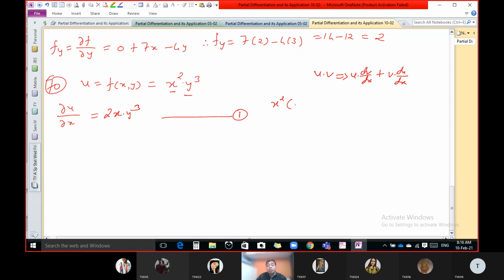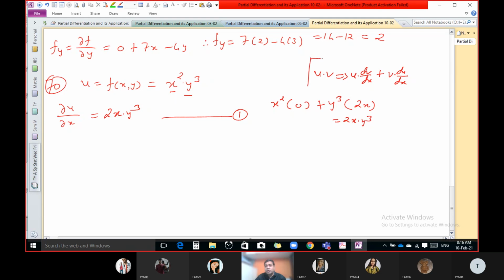Derivative of y cube with respect to x is 0, plus y cube as it is. Now the derivative of x square with respect to x is 2x. So what is my final answer? x square into 0 is 0. So my final answer is 2x into y cube.